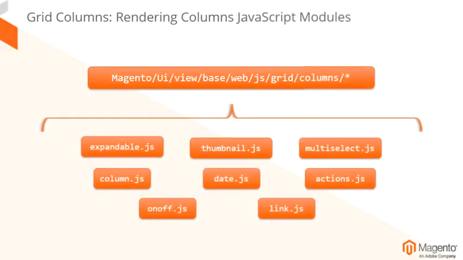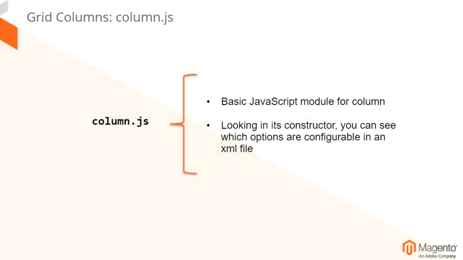This slide lists JavaScript modules that are responsible for rendering columns. Column.js is a JavaScript module that renders a column. Open the file and take a look at the constructor. You will see the following code.